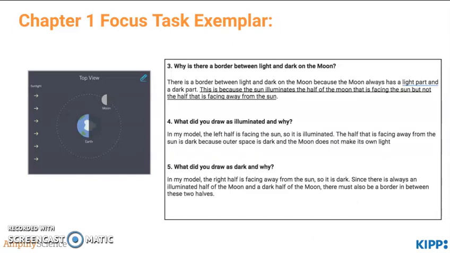Awesome. Here are the answers to the focus task. Students should show and explain that the half of the moon facing the sun is light and the other half is dark. Students receive 4 points for the model and 4 points for the response. You can check your answer with the online rubric. Pause the video if you need some more time to read over the exemplar and just hit resume once you have finished.